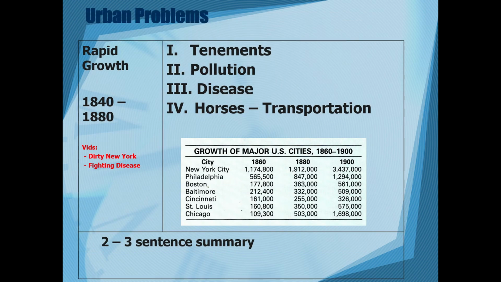Let's back up. If you take a look at the growth of major cities, from 1860, if you take a look at the gap, it almost doubles or triples really. It isn't that people were having that many babies, because we weren't. It was the amount of immigrants who came into the cities. So the growth is basically all due to immigration.